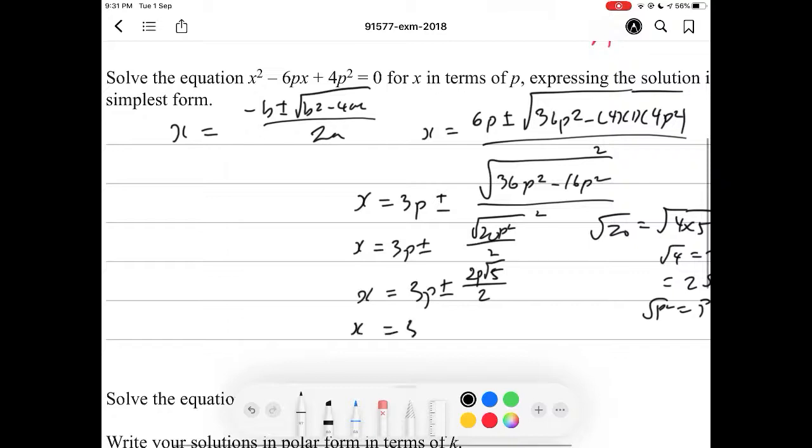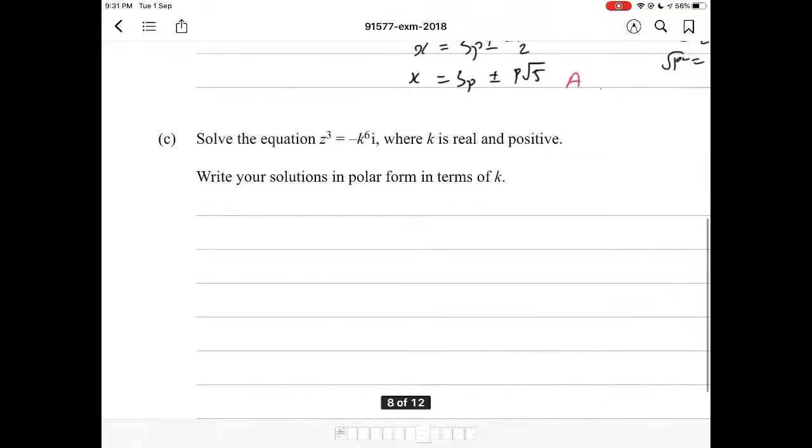Okay, so those are the rules. So x equals 3p plus or minus p root 5. That's our final answer, and that's an achieved grade if you can get up to there.